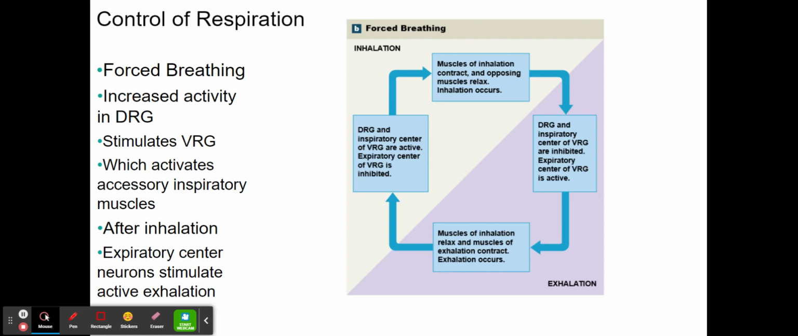During forced breathing, increases in the activity of the DRG stimulate neurons of the VRG that activate the accessory muscles involved in inhalation. After each inhalation, active exhalation takes place as the neurons at the expiratory center stimulate the appropriate accessory muscles. The basic pattern of respiration thus reflects a cyclic interaction between the DRG and the VRG. However, the timing of this interaction is highly variable, and current research suggests that respiratory rate and rhythm cannot be attributed to a single area.